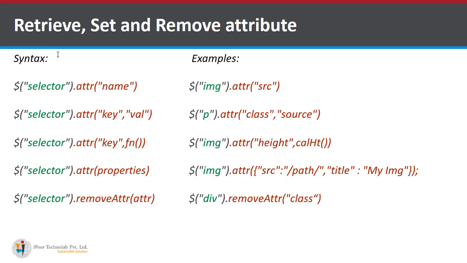Suppose I want to set a source, title, height, width, then I can use it in such a manner. Fifth one is $ selector .removeAttr. It will remove an attribute from a div element, that is class. If the div element has a class attribute, then it will be removed by doing so.